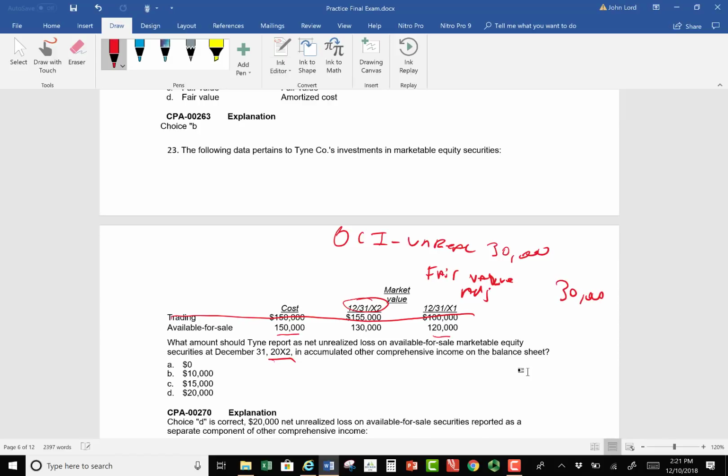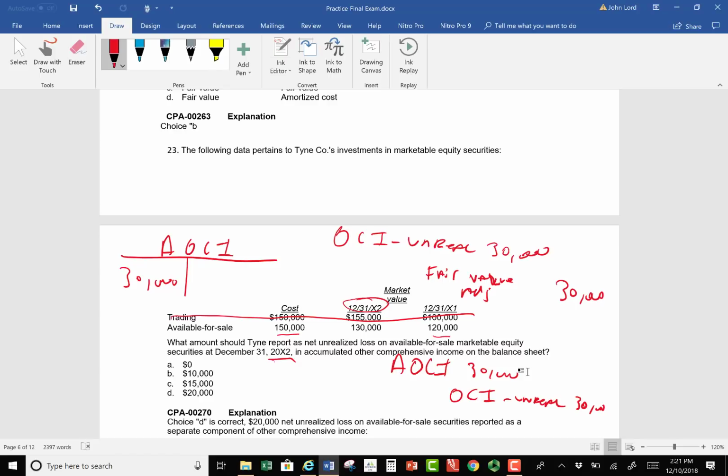With me so far? Okay. Then I have to close this OCI, don't I? So when I close OCI unrealized, I'm going to credit it for 30, right? That closes that, and I debit accumulated OCI for 30. And so I'm going to tee up accumulated OCI over here, and that was a debit for 30,000, right? Okay, good.